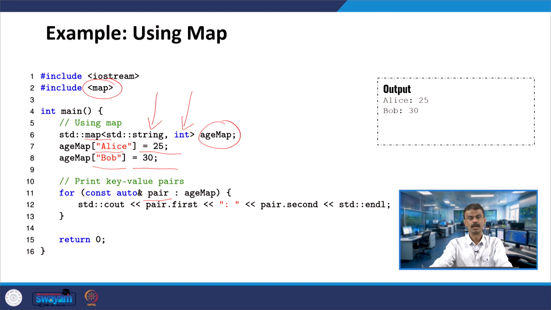So, you are having pair. So, age map, that means the address of age map and the address of pair, right. So, they are pointing to the same location, that is the meaning over here. So, when I write, let us say n equal to 10, int address Rn equal to n, alright. So, the meaning is address Rn and address n are pointing to the same location. In a similar way, auto address pair colon age map, so both are pointing to the same location, right.